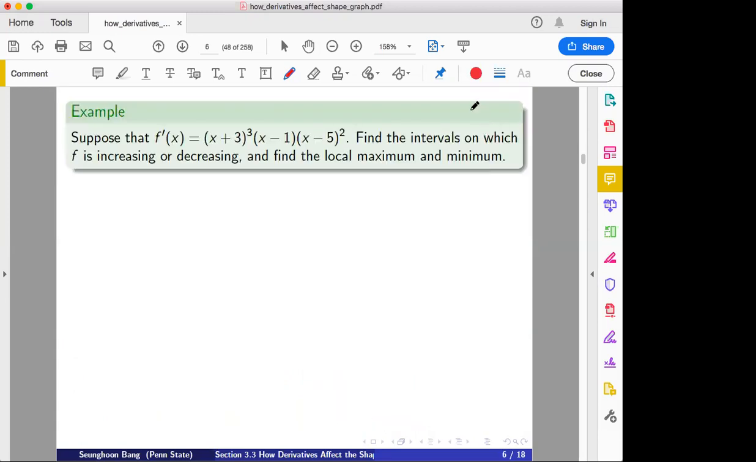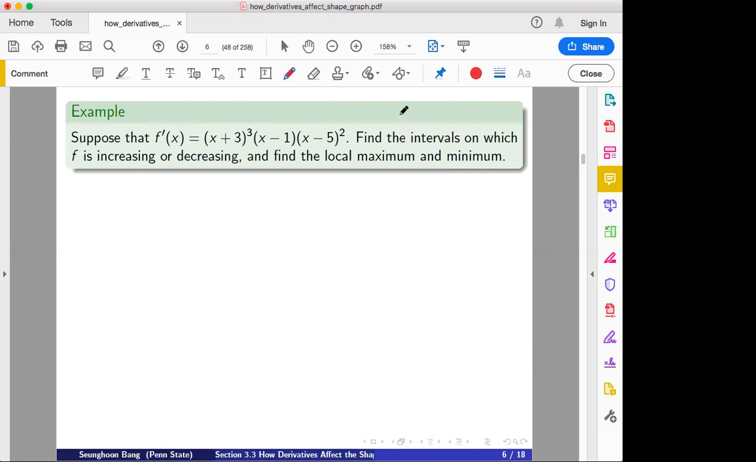For example, suppose f prime of x is given by (x plus 3) cubed times (x minus 1) times (x minus 5) squared. Find the intervals on which f is increasing or decreasing, and find the local maximum and the local minimum. This is the problem. How can we do that?